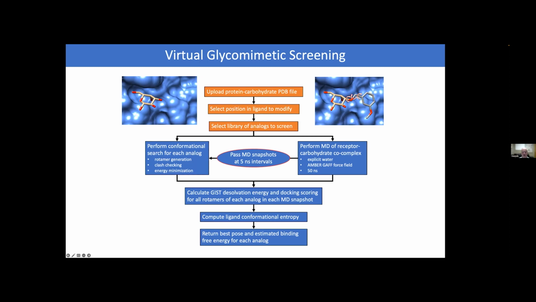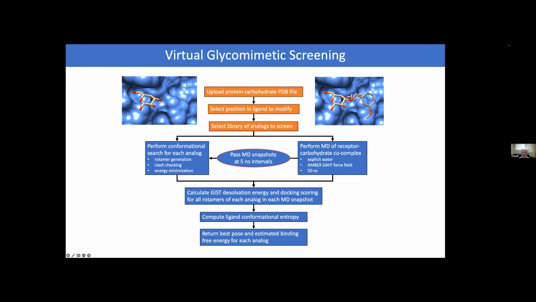They would choose which site in the sugar they wanted to be modified, and select the library of analogs that they want to screen. For example, they might want to screen esters or amides or things like that. At that point, we do the conformational search that I've just described, where we find the best pose. We can do some energy minimization on that and get plausible structures that we pass to MD simulation.